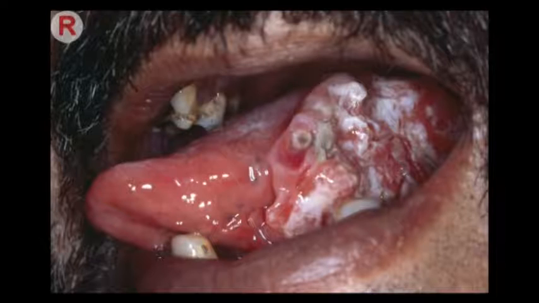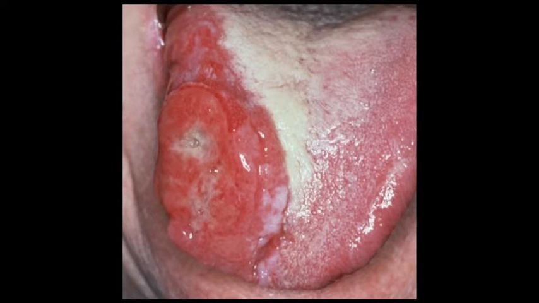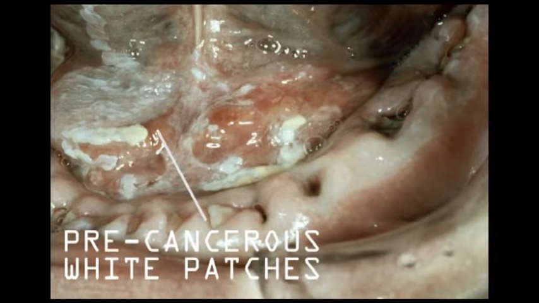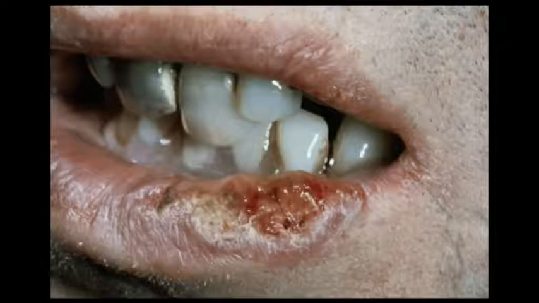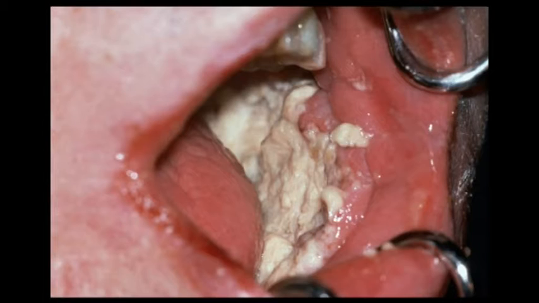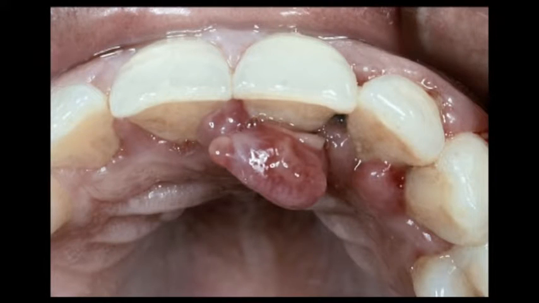Here's an example of cancer on the tongue. And now, under the tongue. It also commonly occurs on the lip or in the cheek. On the gum ridge or in the roof of the mouth.